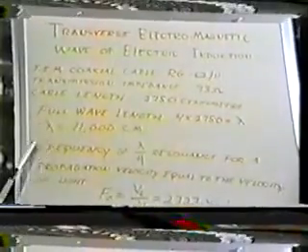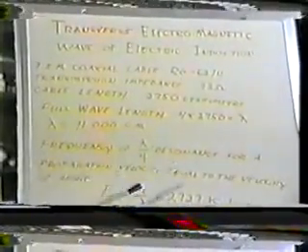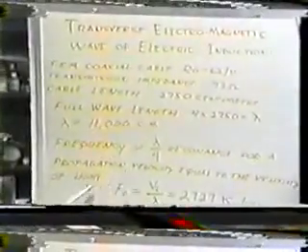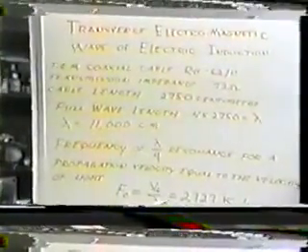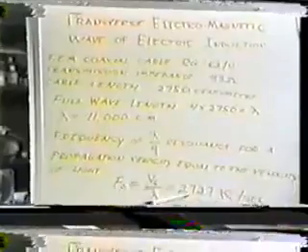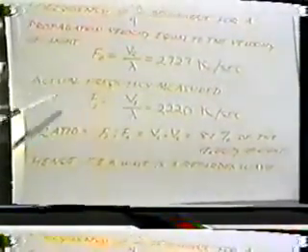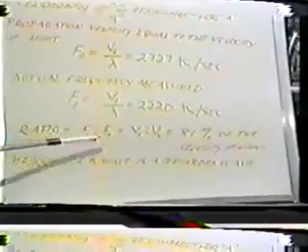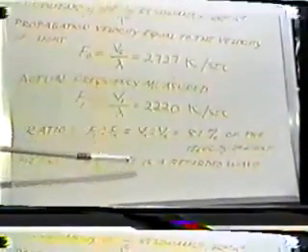Now, based on the velocity of light, the frequency of quarter wave resonance for a propagating velocity equaling that of light should come out to 2727 kilocycles per second. The actual frequency we measured was 2,220 kilocycles a second. If we take the ratio of these two velocities, we find that the propagating velocity along this cable was 81% of the velocity of light.